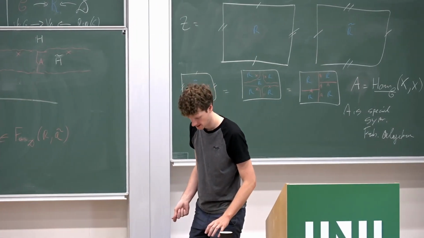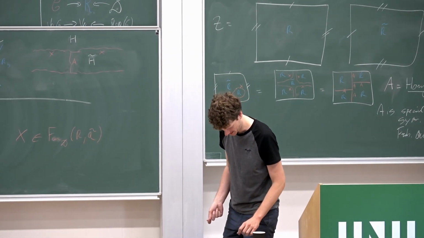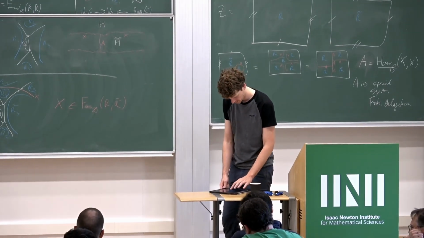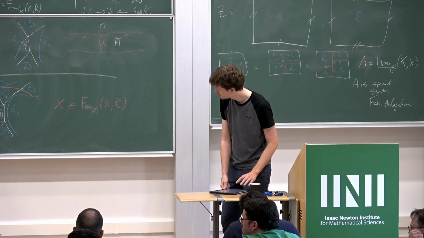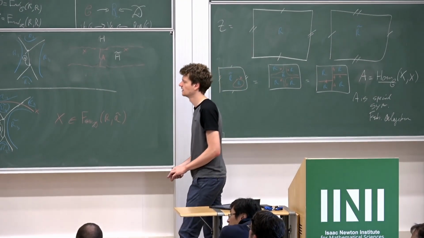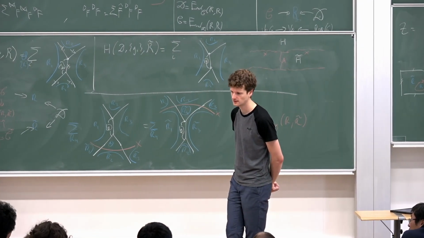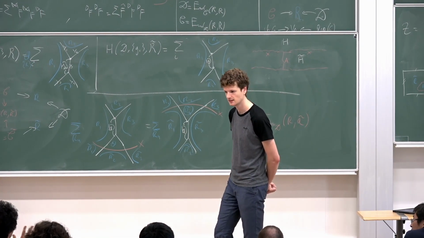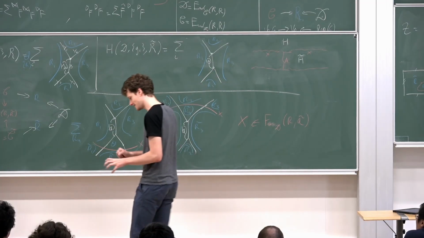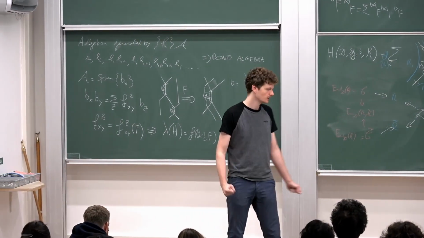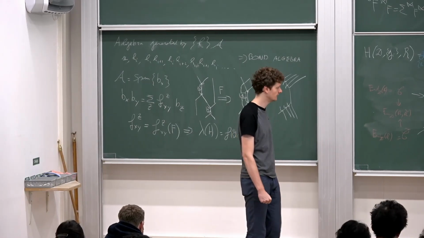Just keeping track of the right object, you have two fusion categories here, C and D. Do I understand correctly that you're using one of them to build the Hamiltonian and the other to build the symmetry? Exactly. And for these things to be consistent, they have to be connected by an invertible bimodule. So that's always the picture. Exactly.